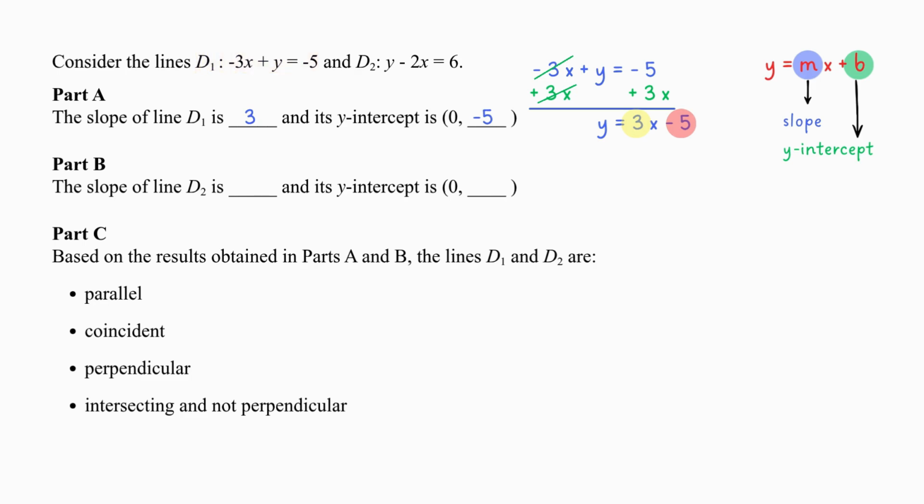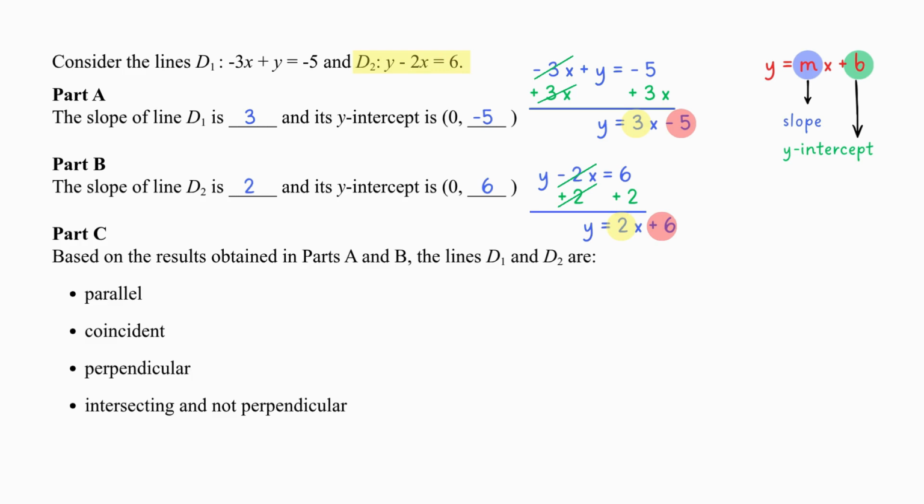Part B. Start with the equation for line D2. y minus 2x equals 6. Get y by itself. Add 2x to both sides. The new equation is y equals 2x plus 6. The slope is the number next to x, 2. The y-intercept is (0, 6).